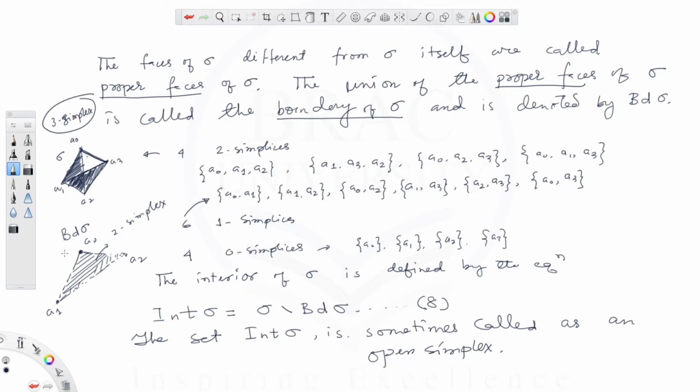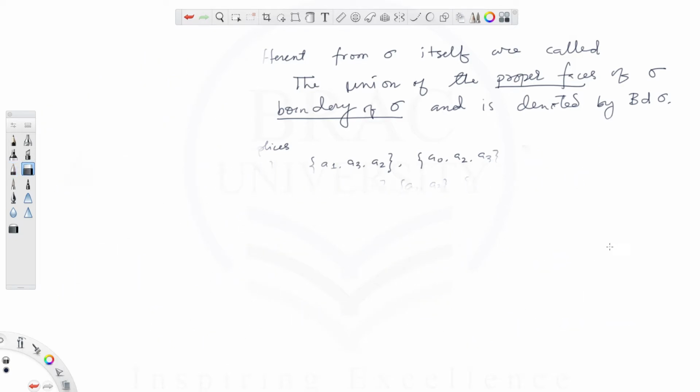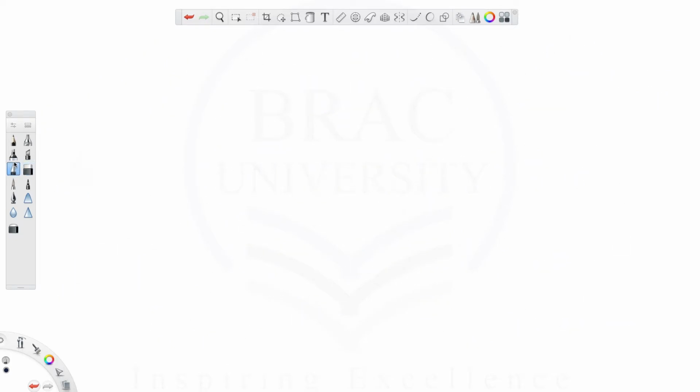Okay, so good. Now the 5th property tells us that the interior of the n simplex sigma is convex and is open in the plane P.